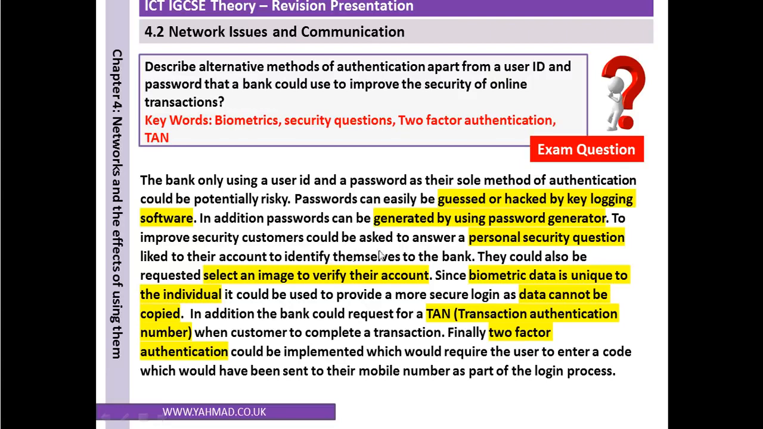To improve security, customers could be asked to answer a personal security question linked to their account to identify themselves to the bank. They could also be requested to select an image to verify their account. Since biometric data is unique to the individual, it could be used to provide a more secure login as data cannot be copied. In addition, the bank could request a transaction authentication number when the customer wants to complete a transaction. Finally, two-factor authentication could be implemented, which would require the user to enter a code which would have been sent to their mobile phone as part of the login process.